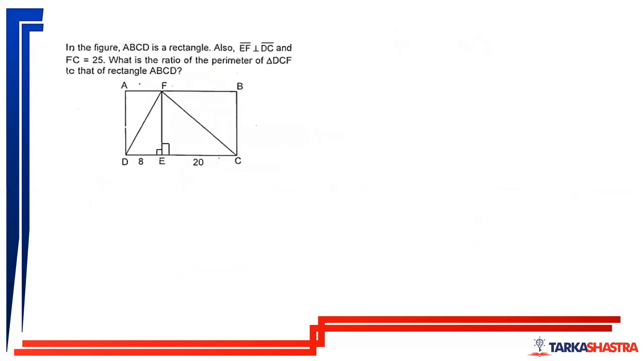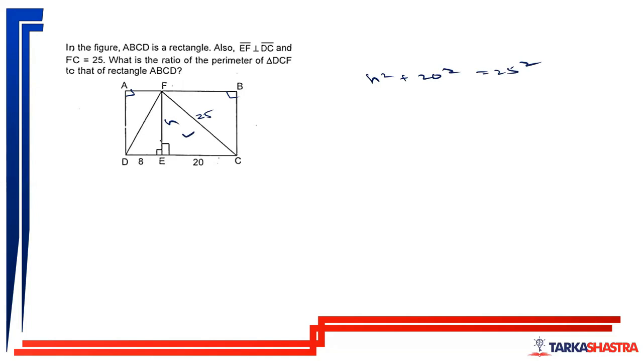Moving forward to the next question. In the figure, ABCD is a rectangle. When we say rectangle, all the angles are 90 degrees and opposite sides are equal. What is the ratio of the perimeter of DCF to that of rectangle ABCD? FC is given to us as 25. This is the height. So h square plus 20 square is equal to 25 square. I have applied the Pythagoras theorem on this triangle.